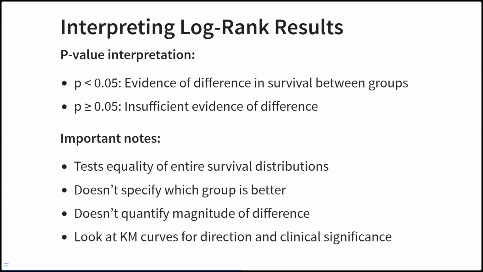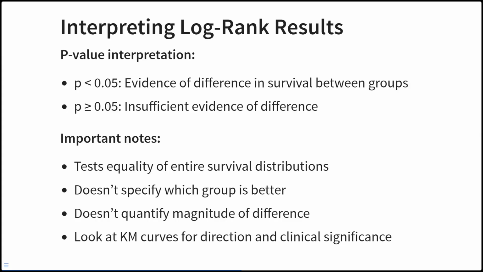But there are some important notes. First of all, it's a test for the equality of entire survival distributions, and it does not specify which group is better. If you have three groups, like the age groups we did earlier, it can only tell you that there is a difference among the three of them. But it's possible that out of those three age groups, two of them are not significantly different, but one of them is different. The log rank test will not tell us which of them it is.